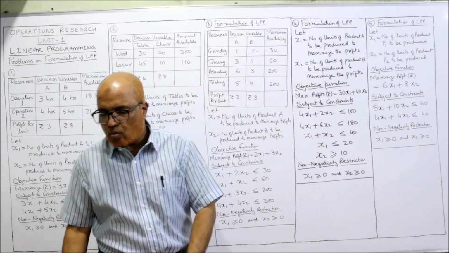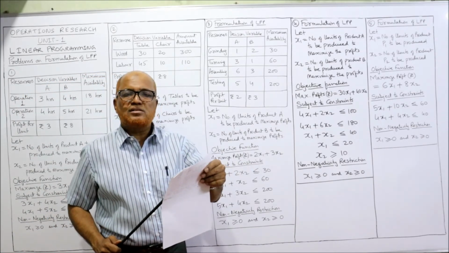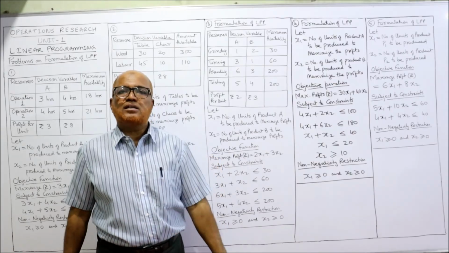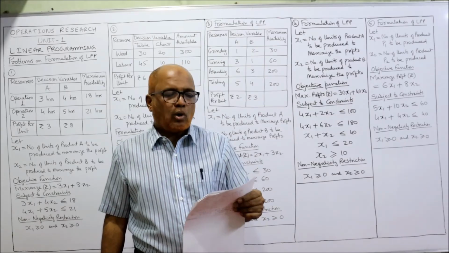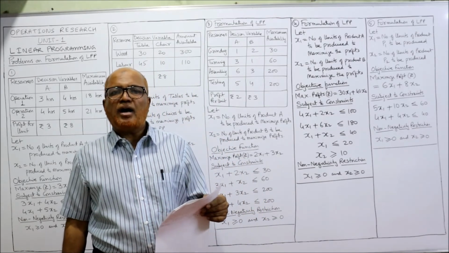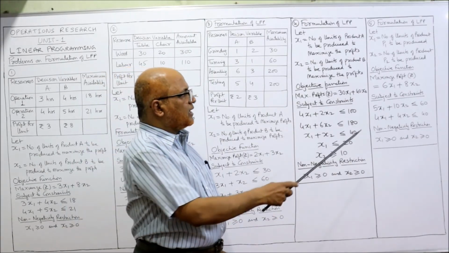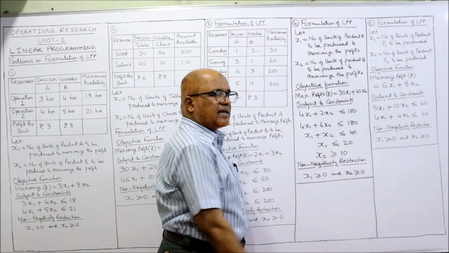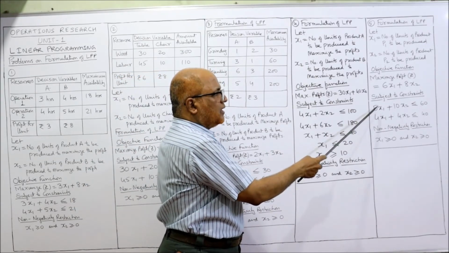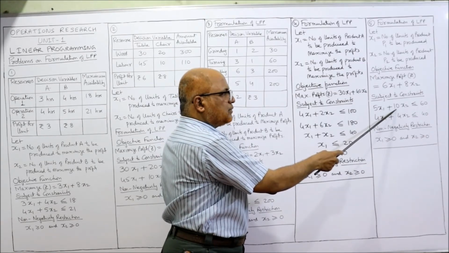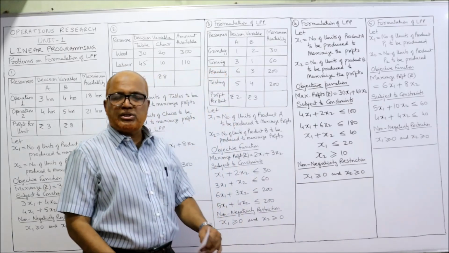Now how much time is required on lathe machine for P1 product? 5 hours. For P2 it is 10 hours. Lathe machine 5 hours per unit of P1 and 10 hours per unit of P2. So here we can put the restriction 5x1 plus 10x2. 5 hours to make 1 unit of P1 and 10 hours on lathe machine to make 1 unit of P2. So 5x1 plus 10x2 less than or equal to 60.